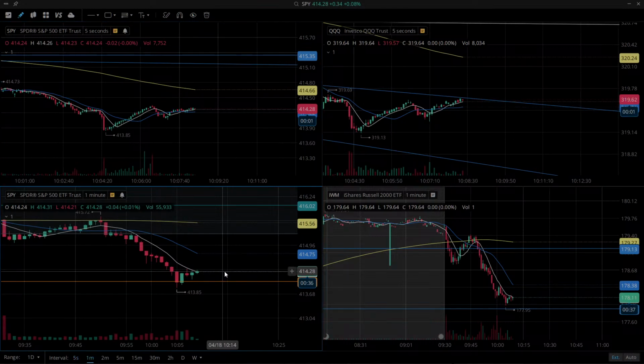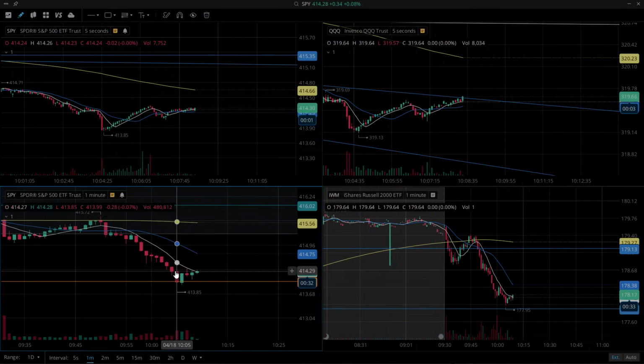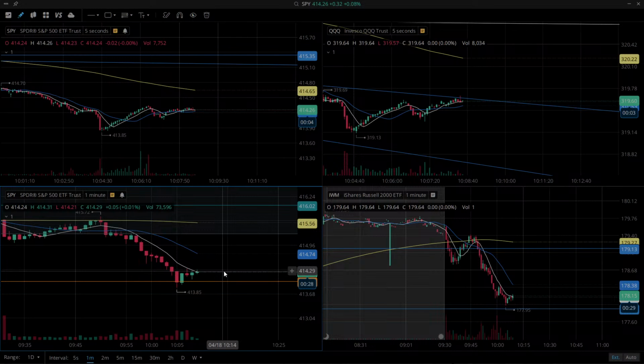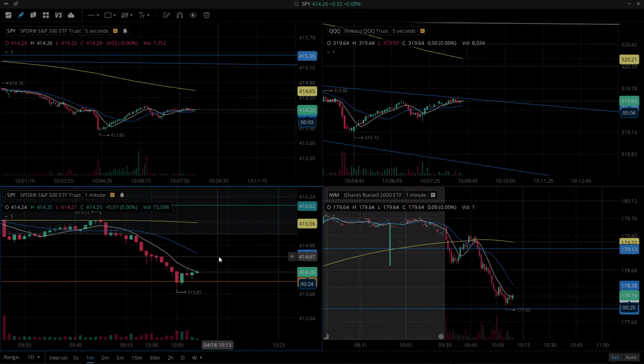Awesome. Well, we got our base back. We're 1 for 1 on the first bar of this tweezer. Crossing the 8-period now. If it can close a nice hammer here, we can continue on up to the 50% at about 414.70.